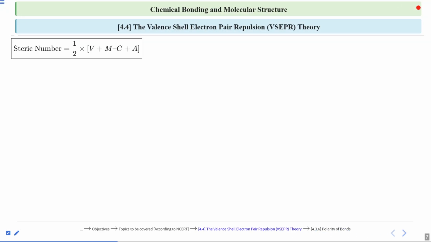I am writing this formula on the top so that you are not confused about it while I am applying it, because it is new to you. So let us take the case of carbon dioxide. This will be the Lewis structure of carbon dioxide. I think there would be no difficulty in drawing the same. It's very simple to draw. So this is the Lewis structure of CO2.